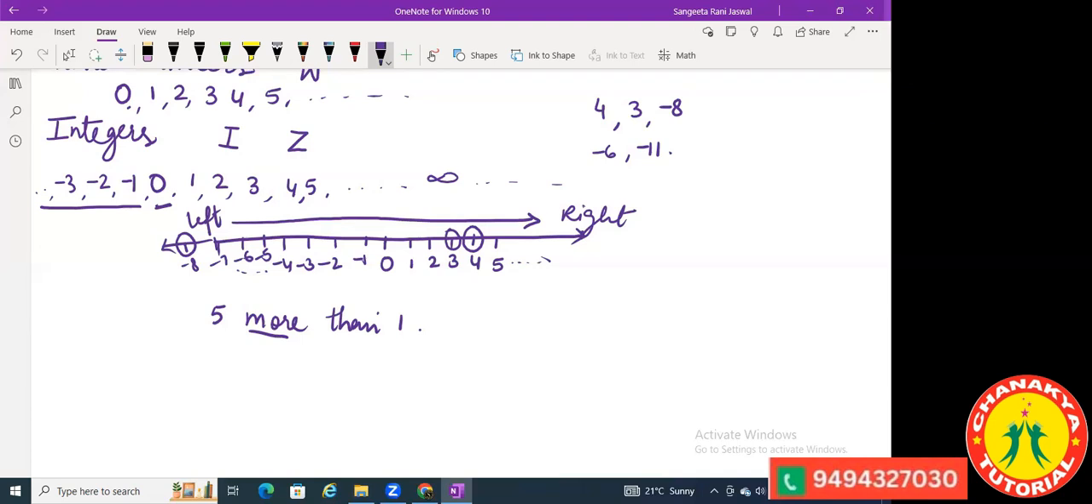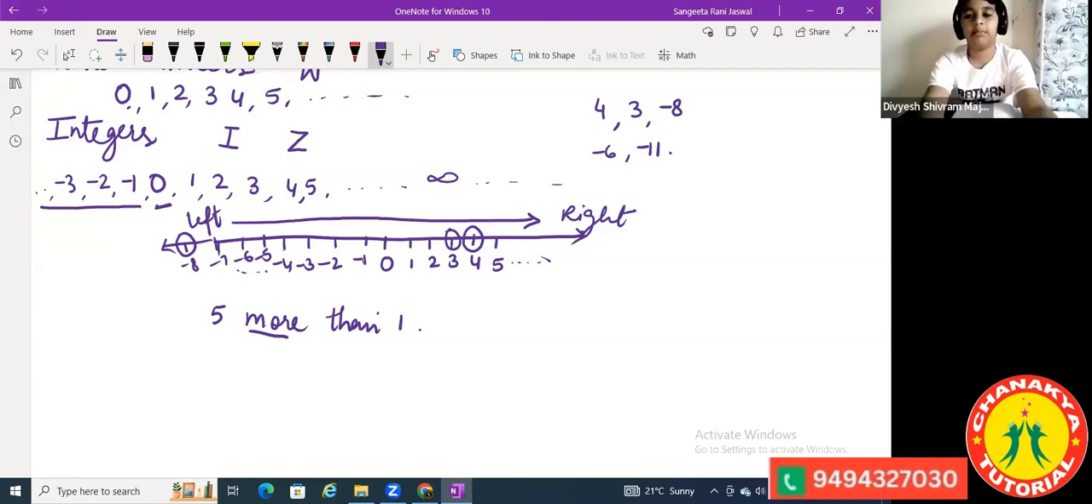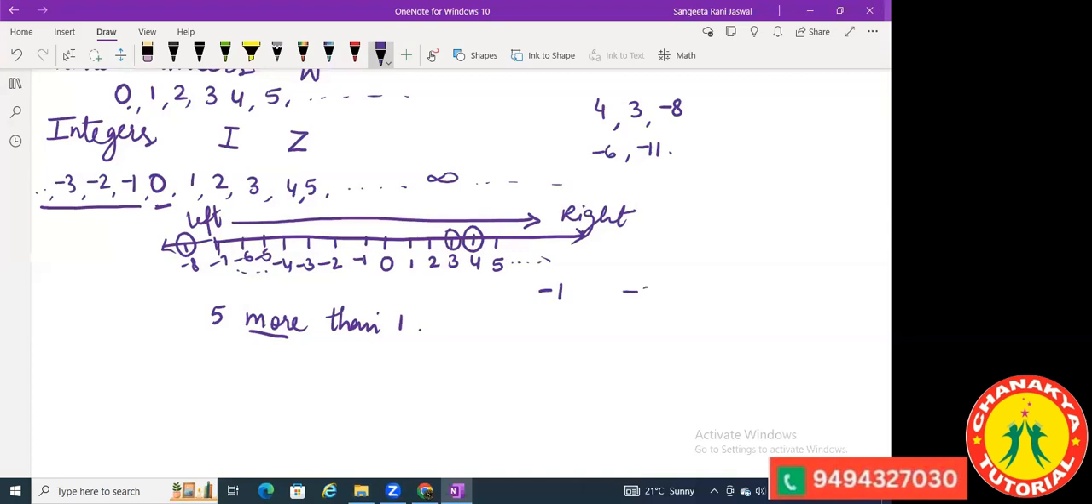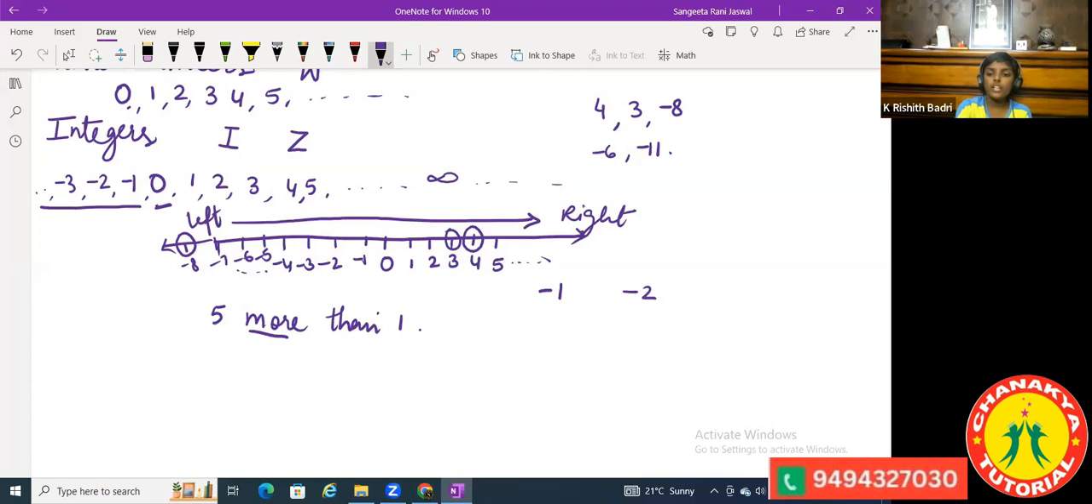Yes. So negative numbers are exactly opposite of positive numbers. Suppose I have 1 and -2. Which one is greater here? -1.